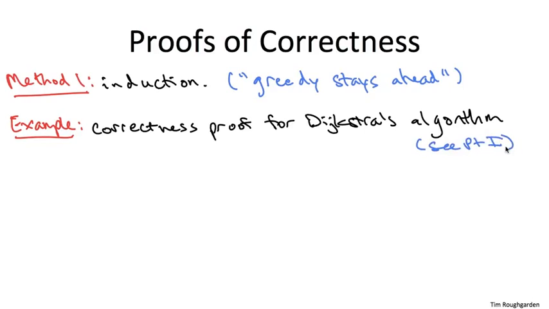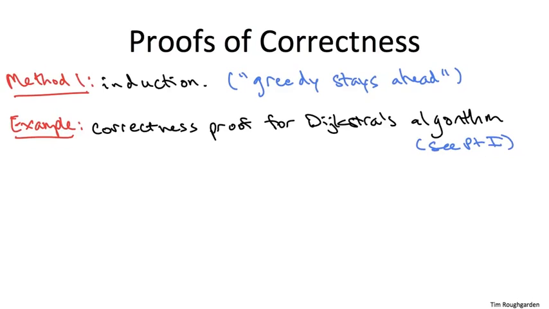So that's a proof by induction that a greedy algorithm can be correct, and we might see some more examples of those for other algorithms in the lectures to come. Some of the textbooks call this method of proof greedy stays ahead, meaning you always prove greedy is doing the right thing, iteration by iteration.